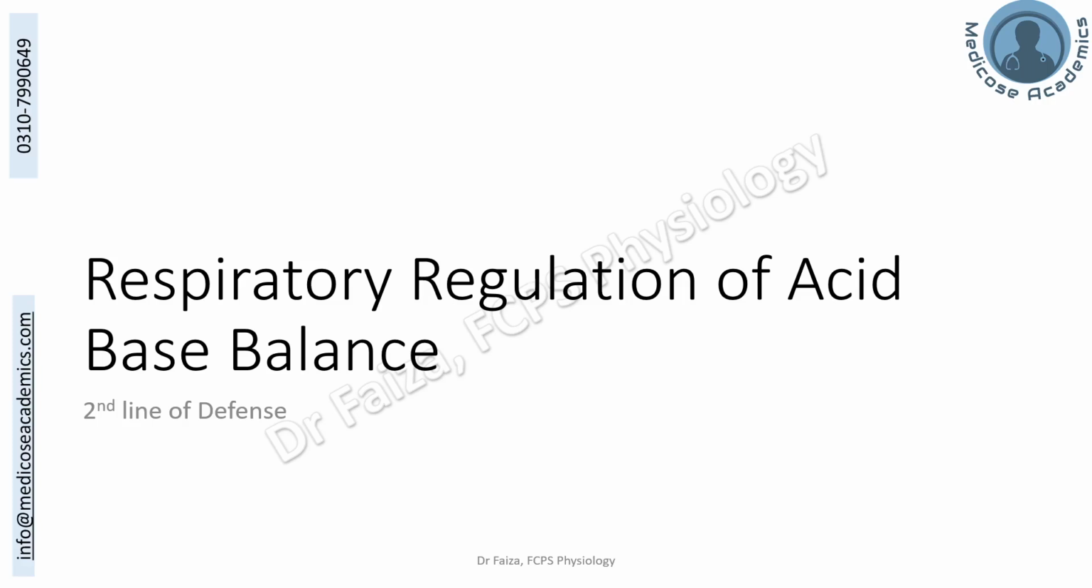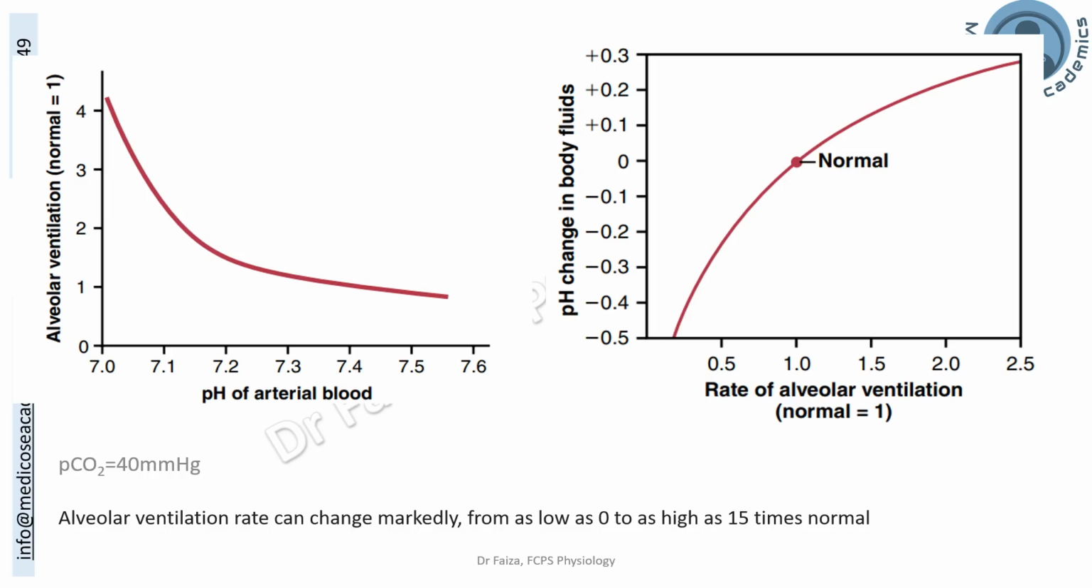Now the second line of defense, which is respiratory regulation. How does the respiratory system respond to it? We can describe by using these graphs. As we can see, the change in the pH on the x-axis and alveolar ventilation on the y-axis. Normal operating point in the body is approximately over here, 7.4, when the alveolar ventilation rate is 1.